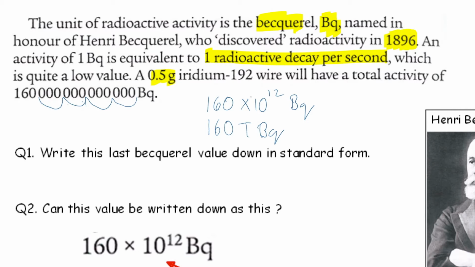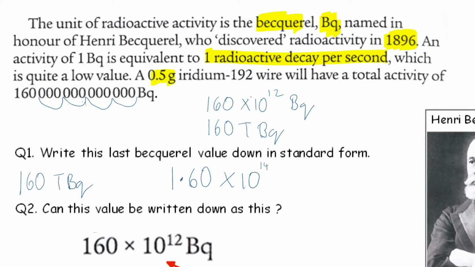Question 1. It says, write this last becquerel value down in standard form. Well, if we're using a prefix, we can do the 160 tera becquerel. The standard form, remember, you put one number before the decimal point, 1.60 times 10 to the, pause the video and do it yourself. What you should have found out is that there should be 1.6 times 10 to the 14.